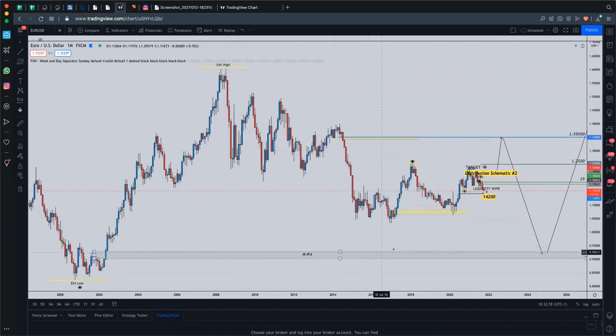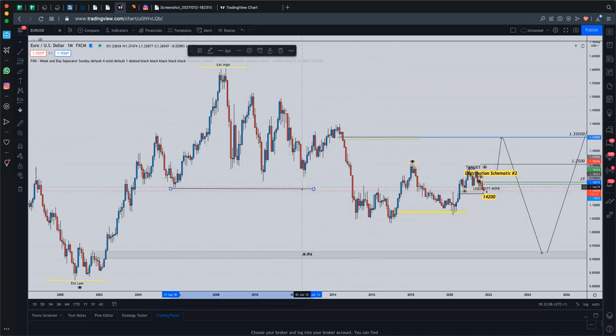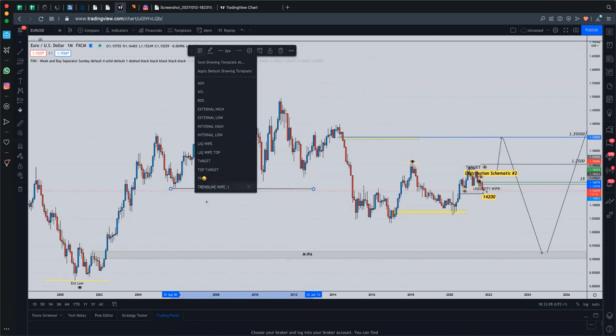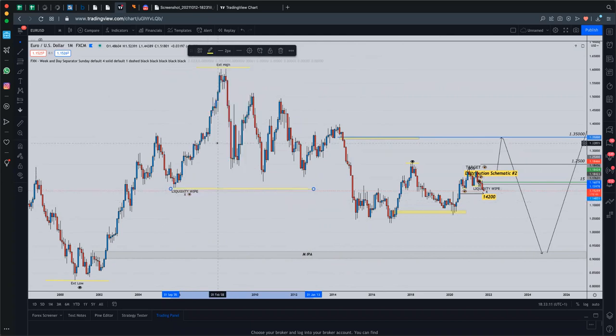So we know we want to come down into here long term. But before we do that, we understand there's breaker structures over here also. We've taken out all these lows. There's liquidity here, liquidity here, liquidity here. So this is now a whole liquidity wipe. It's done. So this is that liquidity wipe and breaker structure.